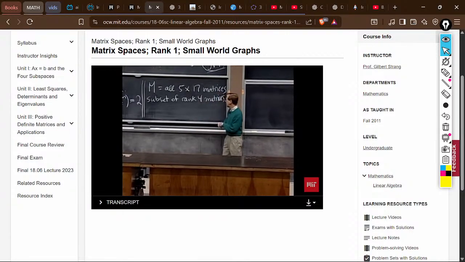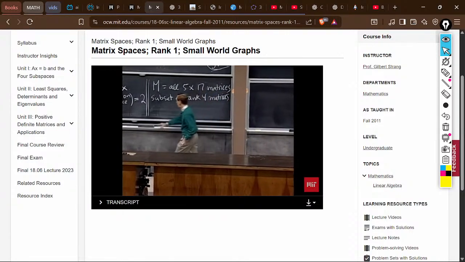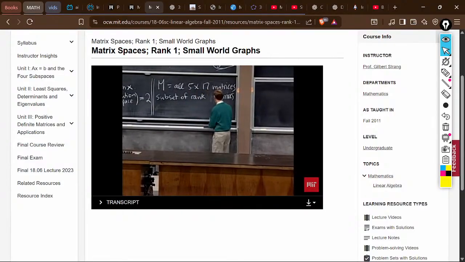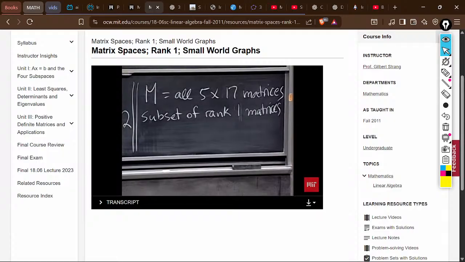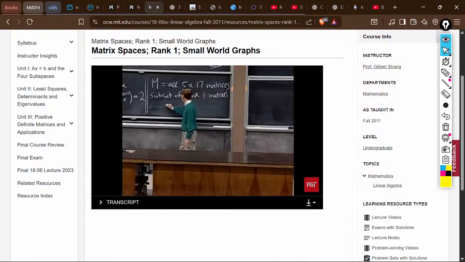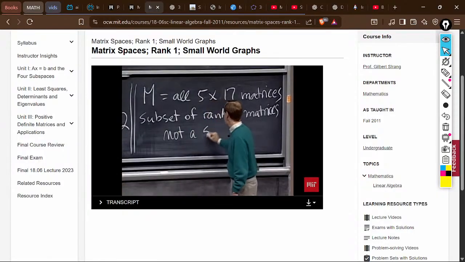So rank 4 matrices, or rank 1 matrices, let me change that to rank 1. Let me take the subset of rank 1 matrices. Is that a vector space? If I add a rank 1 matrix to a rank 1 matrix, no, it's most likely going to have rank 2. So I'll just make that one not a subspace.